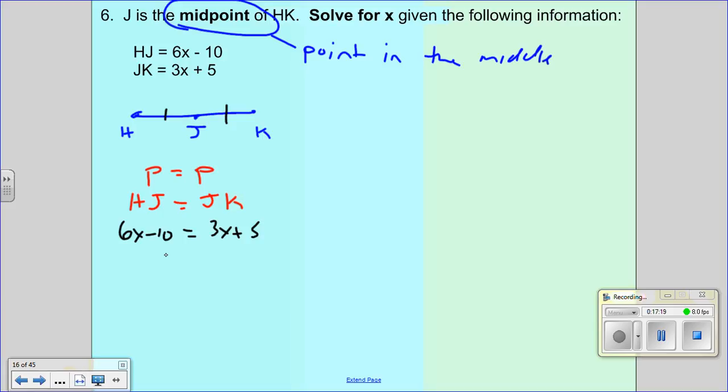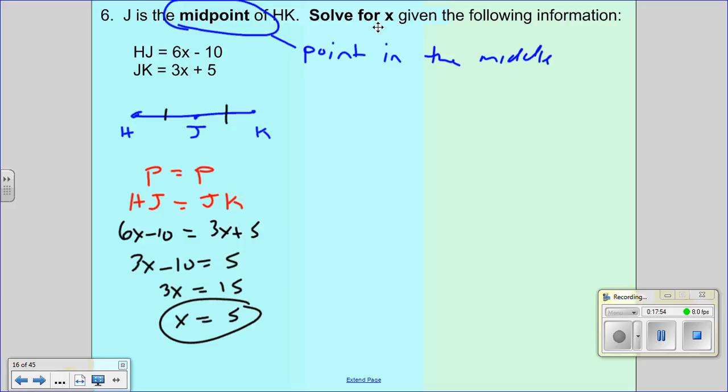And now we can solve for x. The first thing I would do is subtract 3x on both sides. When I subtract 3x, I'm left with 3x minus 10 equals 5. Then I would add 10 to each side, which would leave me with 3x is equal to 15. Lastly, I would divide by 3 on both sides, and I would get x is equal to 5.